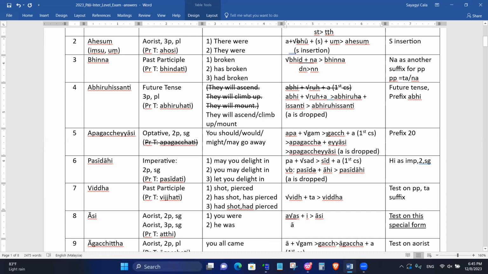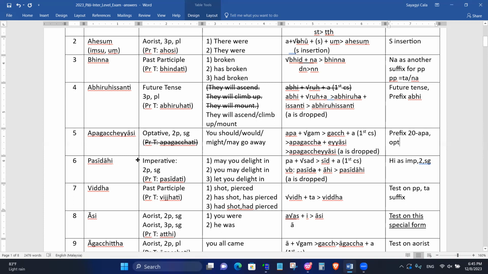So apa plus gam, gam changes to gaccha. So you apa gaccha, which is a verbal base, minus the a. So you got ya si. So you got apa gaccha ya si. Now it's very clear. So if you have no time, there's no need to write all. If you have no time, you just show the minus your elision here, then it's okay already. So this will test you on the prefix apa. And of course to test whether you can understand its optative.